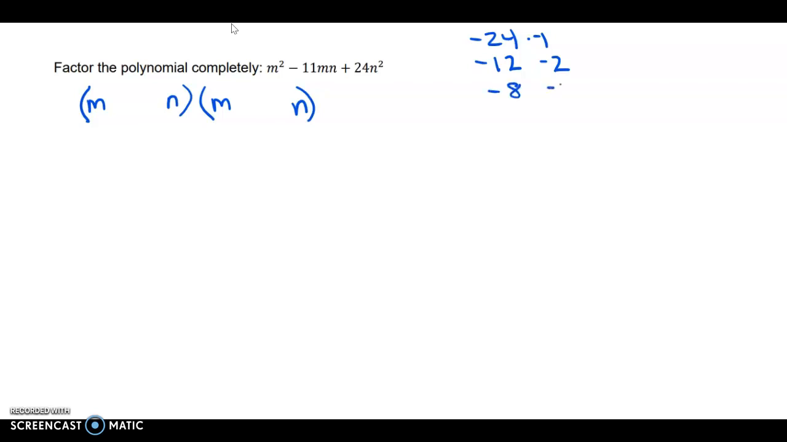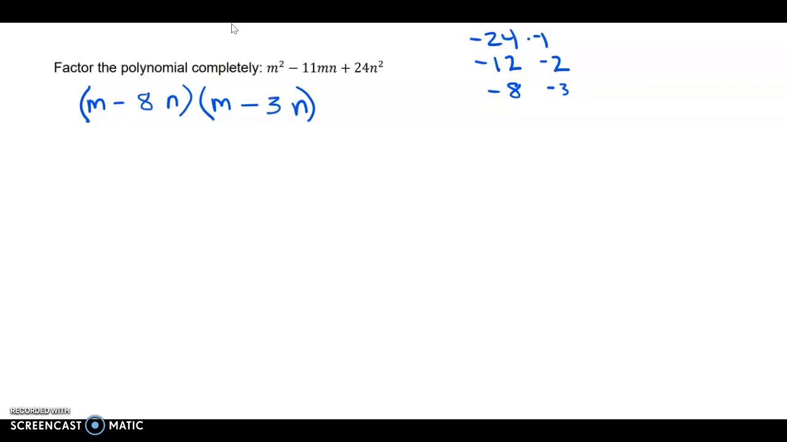Negative 8 times negative 3. Well, that looks like it might work. Negative 8 plus negative 3 does equal negative 11. Negative 8 times negative 3 does equal 24. So that's going to be it. So we can say minus 8n minus 3n.